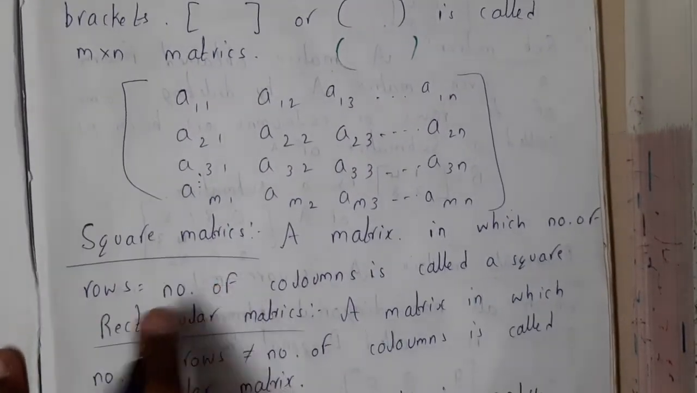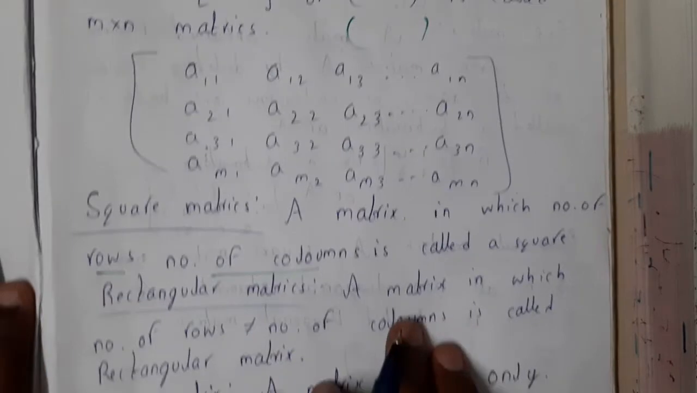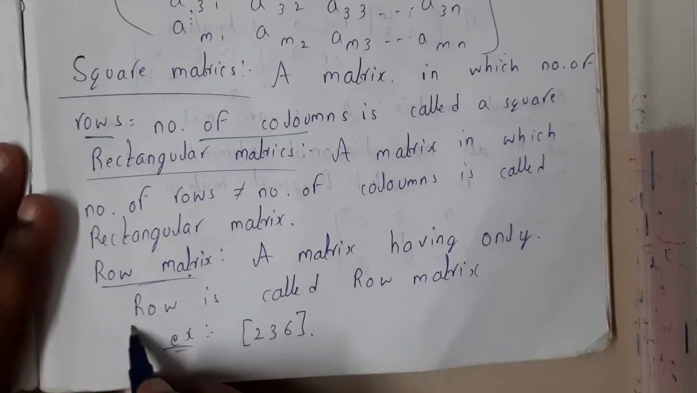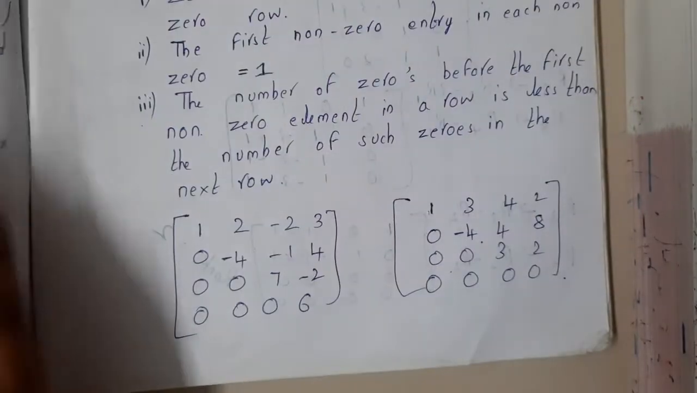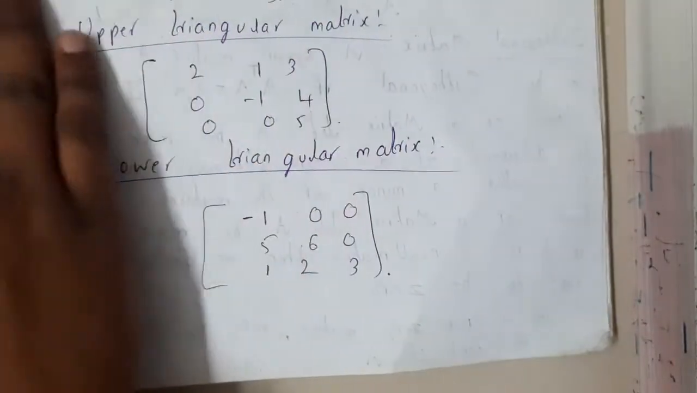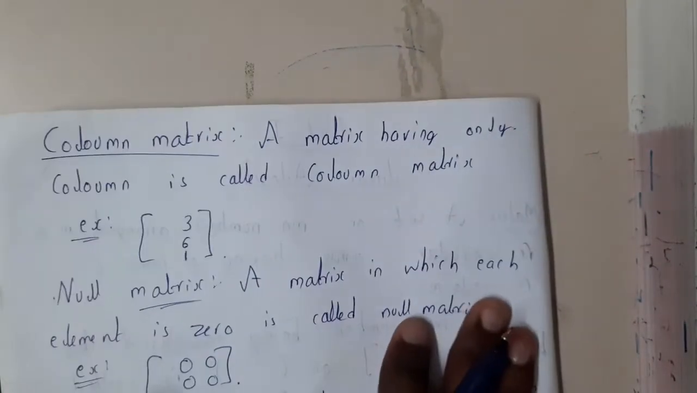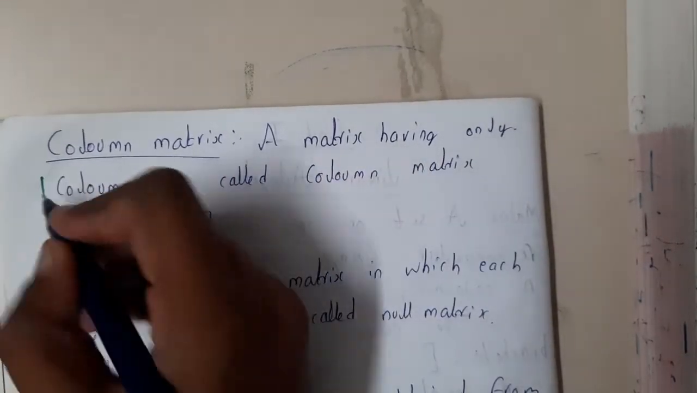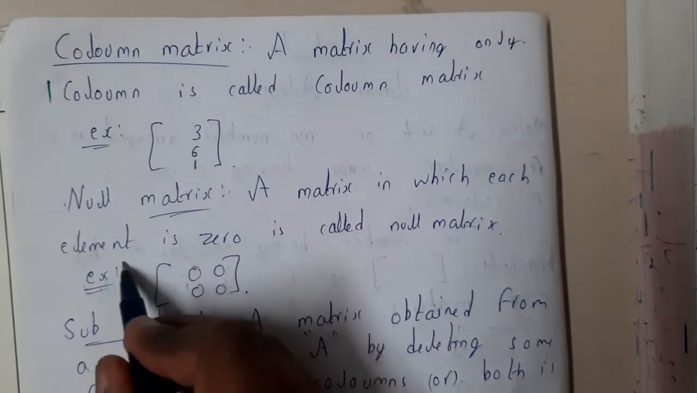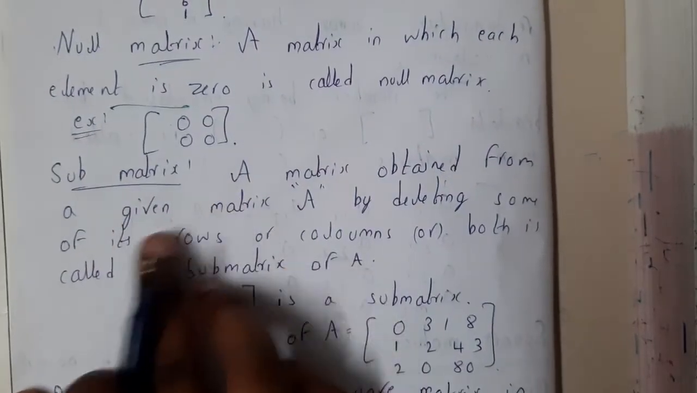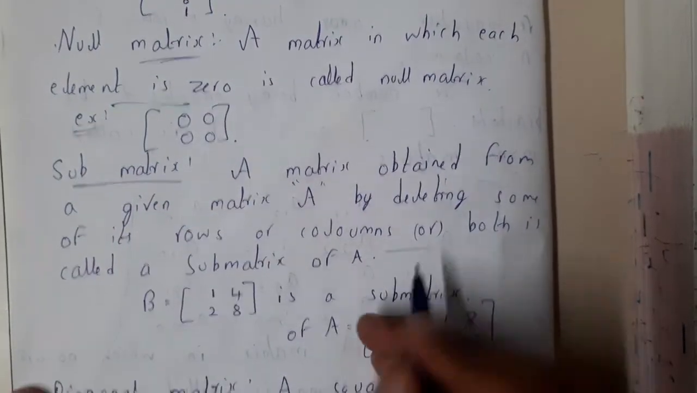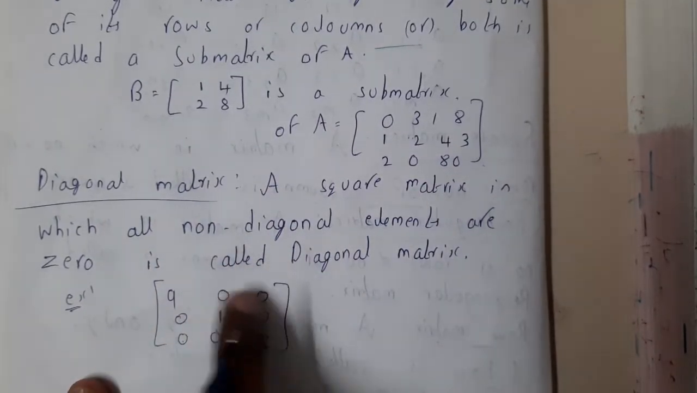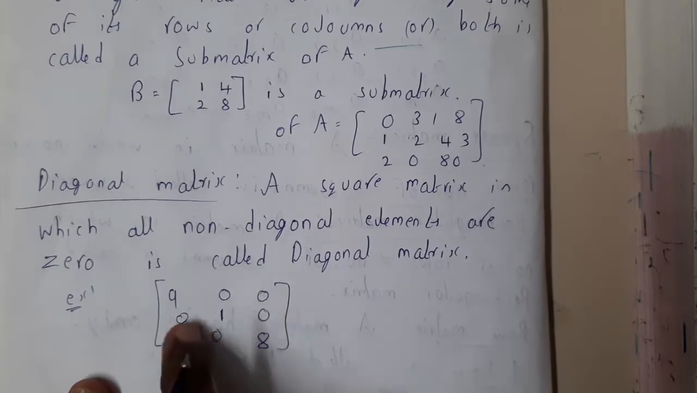Similarly square matrix, if both the rows and columns are the same. Similarly row matrix, if it is having only a single row, one row. Just give me a second. Similarly column matrix, a matrix having only one column. Null matrix, if inside there are no elements, all are 0. Submatrix is nothing but a part of a matrix, that's what exactly is written here. Diagonal matrix is one where all the non-diagonal values are 0. So other than the diagonal everything is 0.